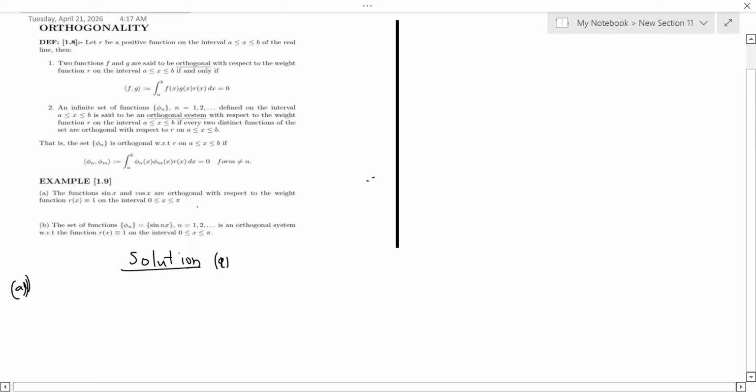So these functions are orthogonal. They are telling us it is orthogonal. And how do we show that it is orthogonal? How do we verify that it is true? So this is what you do.